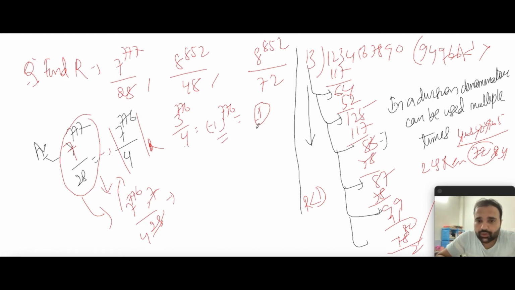But no, this should not be the answer. Why? Because at the beginning, we have used 7 as the cancellation factor. If you remember, 7, 1, 7, 7 into 4. So we have to take 7, and now 7 should be the answer. So if you see 1 in your answer sheet, don't just jump onto that.